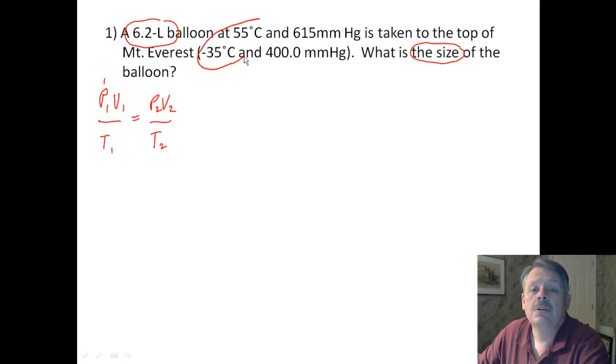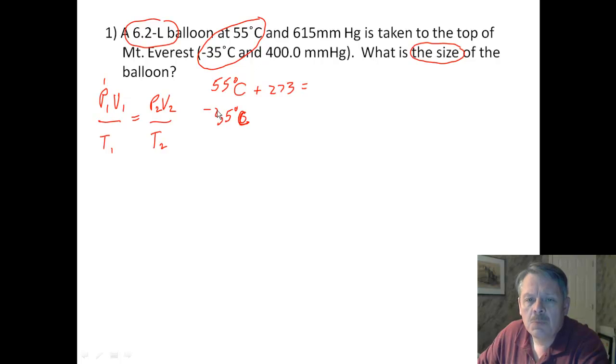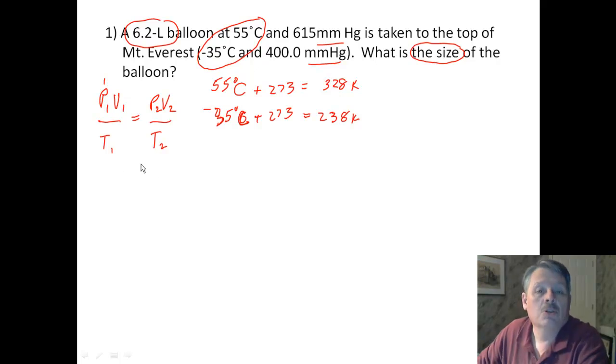We have some temperatures here, 55 and negative 35. So let's go ahead and convert those to Kelvin, because we always know that our temperatures must be in Kelvin. So we add 273 to 55 and 273 to negative 35. Our two temperatures are going to be 328 Kelvin, and then when we get up to the top, they're going to be 238 Kelvin. We've got millimeters of mercury and millimeters of mercury, so we don't have to change anything there. Remember, the units don't matter so long as we're consistent.